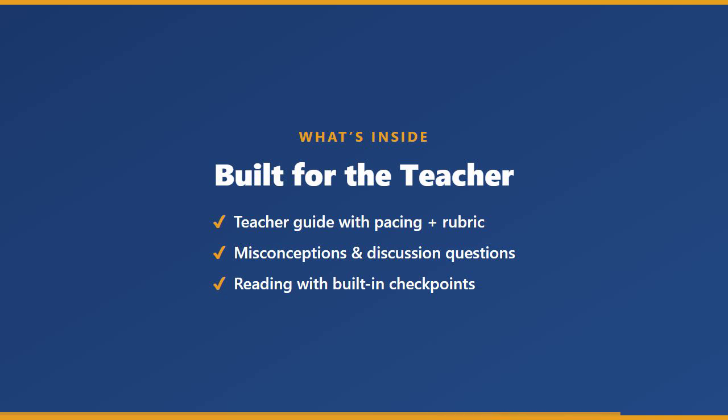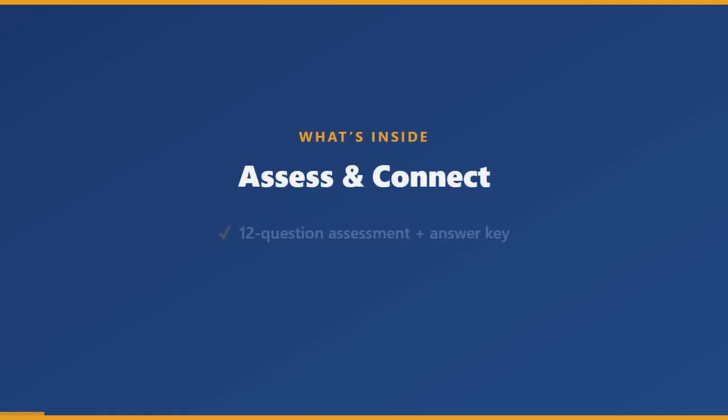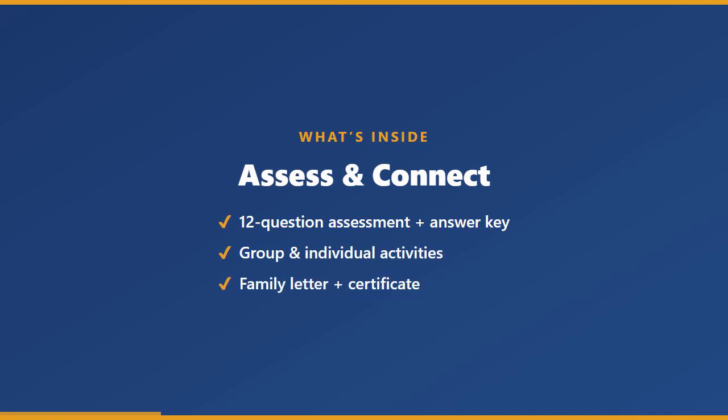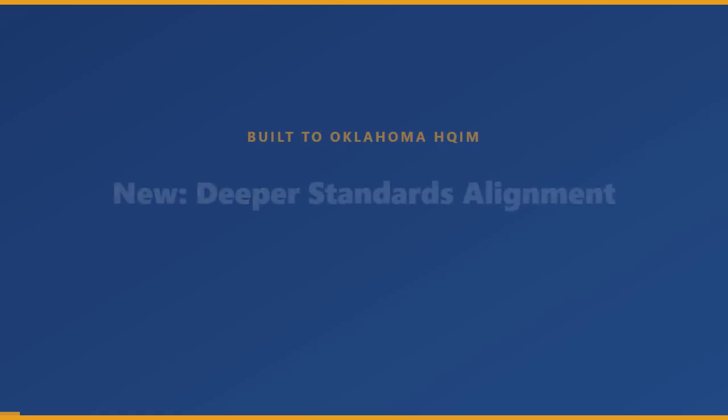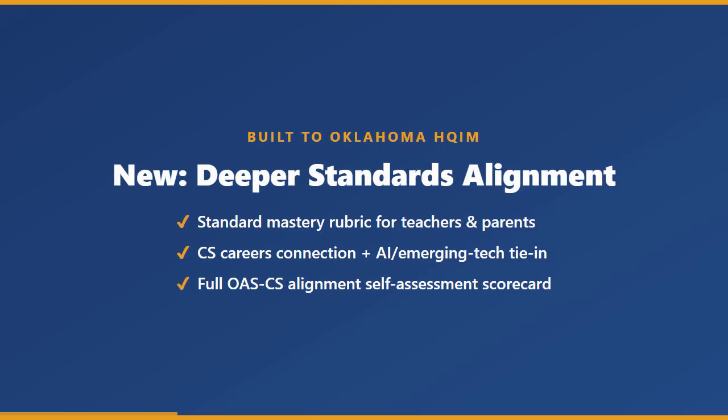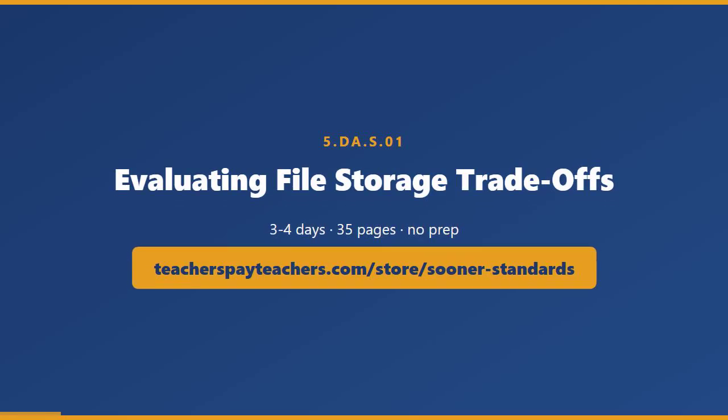with built-in comprehension checkpoints. New this update, a standard mastery rubric for teachers and parents, a visual storage trade-offs comparison chart, a CS Careers connection, and an AI connection, all built to the Oklahoma HQM rubric. Plus a 12-question assessment with answer key, group and individual activities, vocabulary puzzles, a family letter, and a certificate of achievement. That's 3 to 4 days of no prep, HQM-aligned instruction across 35 ready-to-print pages.